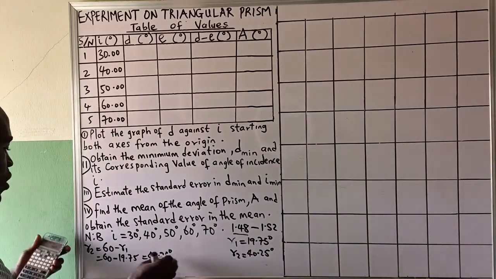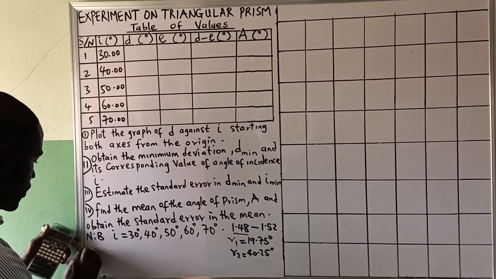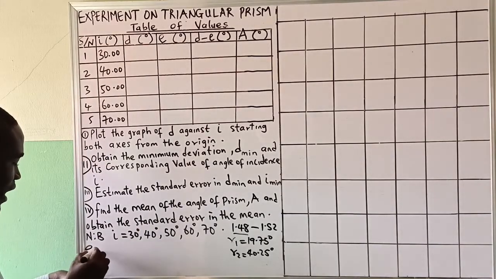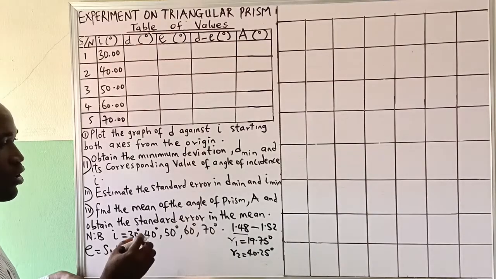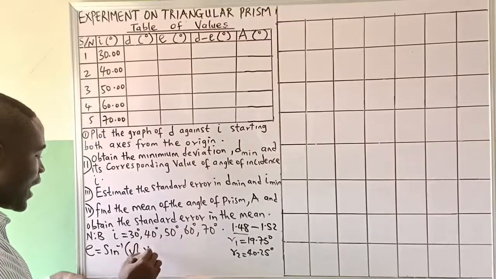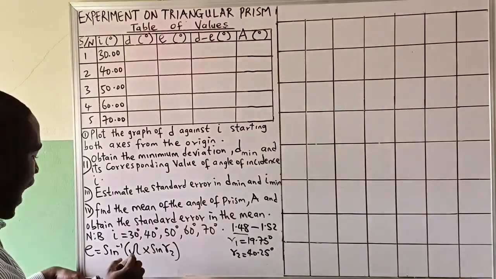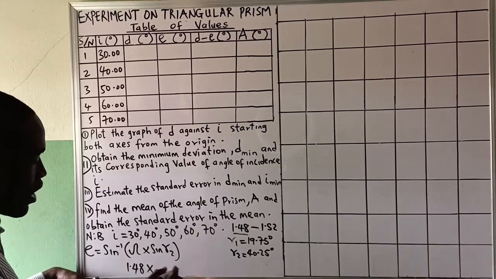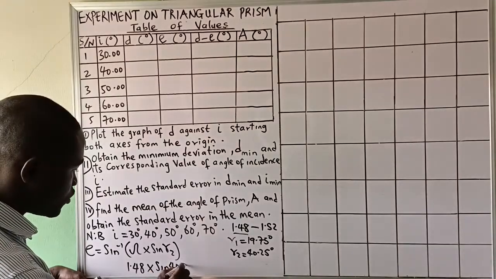Then I will remember that my e, the emergent angle, is equal to sine inverse of refractive index times sine r2. And our refractive index, the one we took, is 1.48 times sine r2. That is sine 40.25.